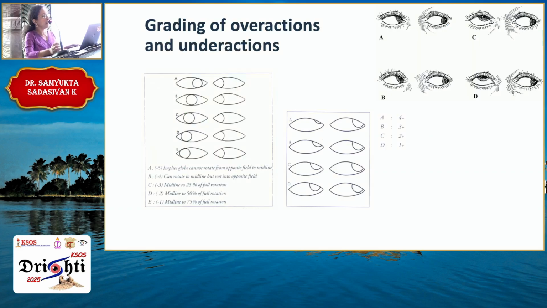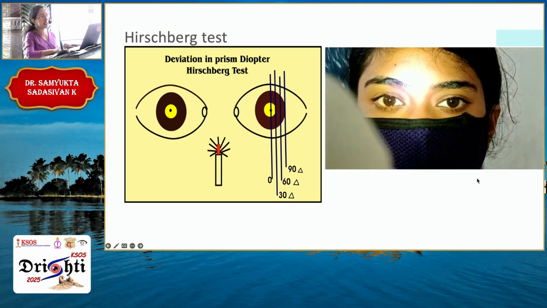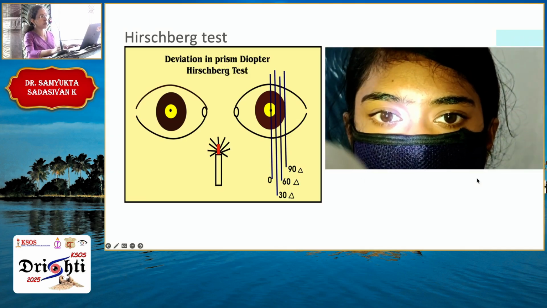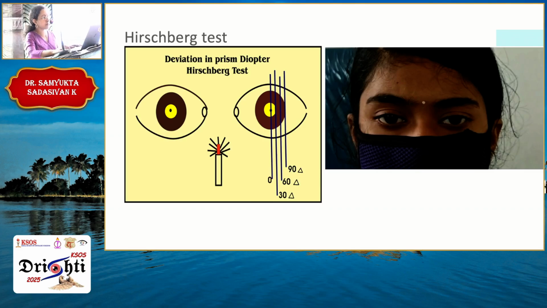While grading overactions and underactions to rule out oblique dysfunction, ensure that the patient fixates with the abducting eye so that the adducting eye is free to execute its overactions or underactions. This is the Hirschberg's test. We know it is a basic screening test which helps to assess the primary position ocular deviation. It requires the patient to be fixating at the central spotlight.